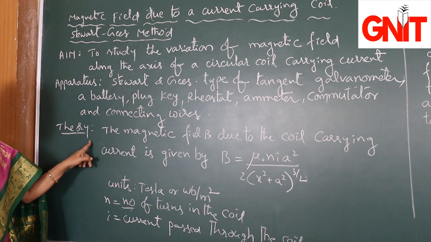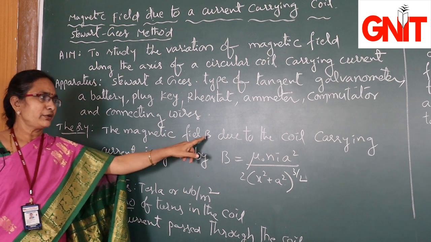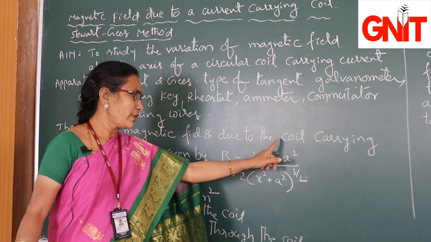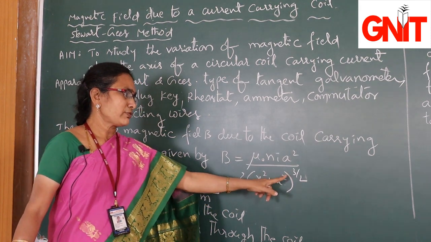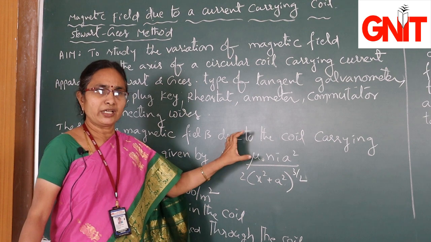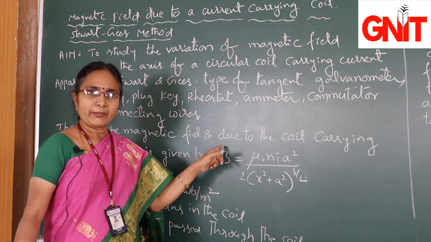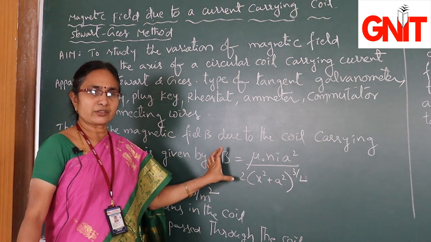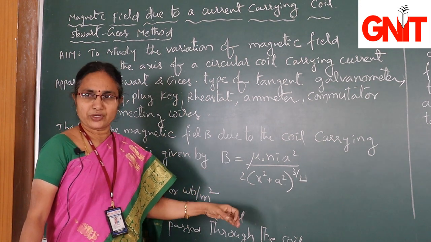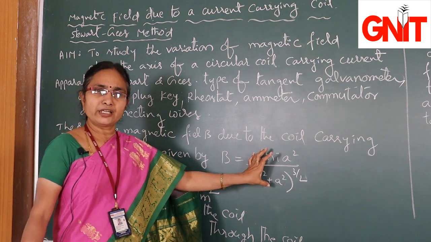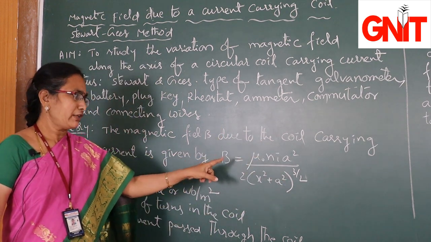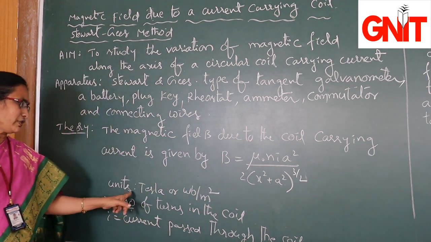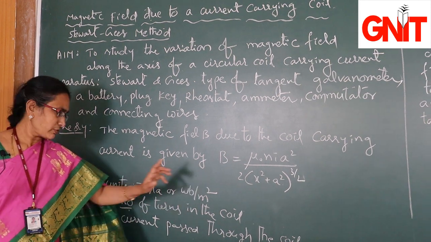Now the theory of the experiment. The magnetic field due to the current carrying coil is given by B equals mu naught N I A squared by 2 times (x squared plus A squared) whole power 3 by 2. You need not worry about how you got this expression, because it is already studied in your intermediate syllabus when you derive the equation. You need not worry about the derivation. You can take it directly from electromagnetism, and the units are Tesla or Weber per meter squared.